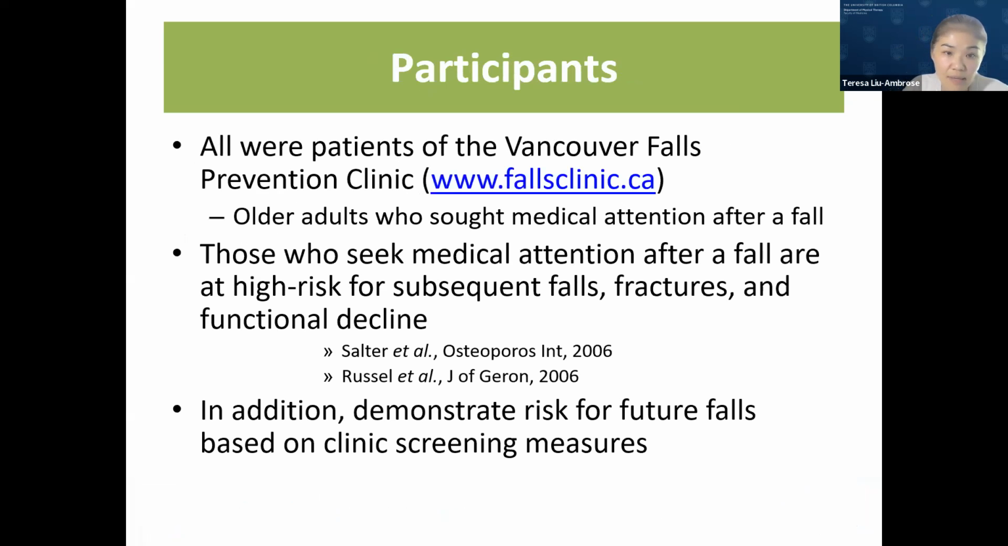And just to flag that, we know from the literature that those who seek medical attention after a fall certainly are at higher risk for subsequent falls, fractures, and functional decline as compared to those who do not seek medical attention after a fall. To be included in this study, in addition to having sought medical attention because of a fall in the last 12 months, they also had to demonstrate risk for future falls based on clinical screening measures, and that included Timed Up and Go, the Physiological Profile Assessment, or the Short Physical Performance Battery, or having another fall within the last 12 months.